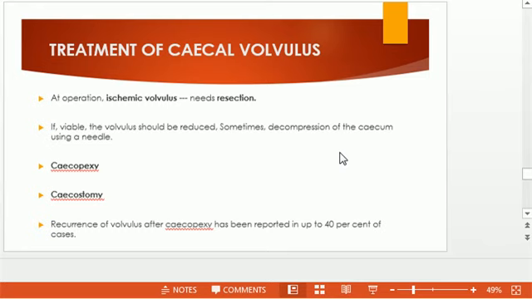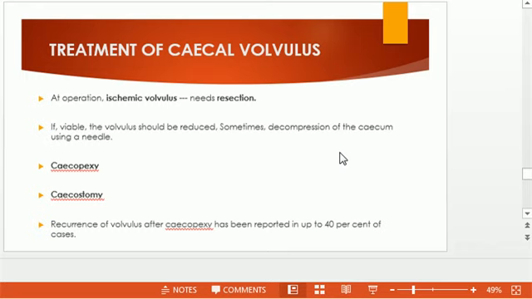So now again, we go to the treatment of cecal volvulus at operation. If the gut is ischemic, the cecum is ischemic, obviously we need resection. But if viable, the volvulus should be reduced and unrotated, detwisted, sometimes with decompression of the cecum using a needle. Now, what is meant by that? Percutaneous needle insertion in this distended loop, because it contains a lot of gas, decompresses the cecum.